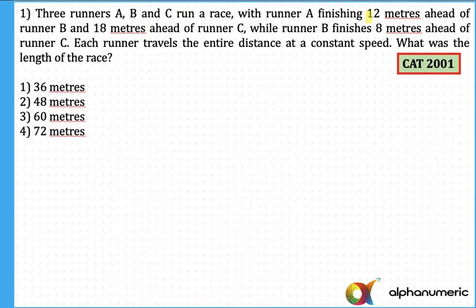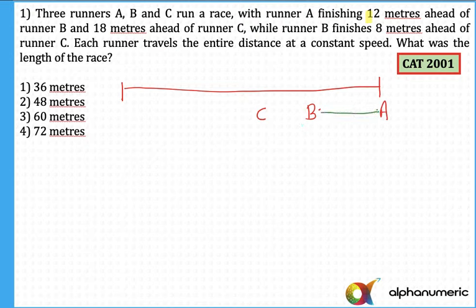Again it says three runners A, B and C. Let's say this is the length of the race course here. A is here, B is here and C is here. Now, when A completed the race, A is 12 meters ahead of B. So the distance between B and A is 12.